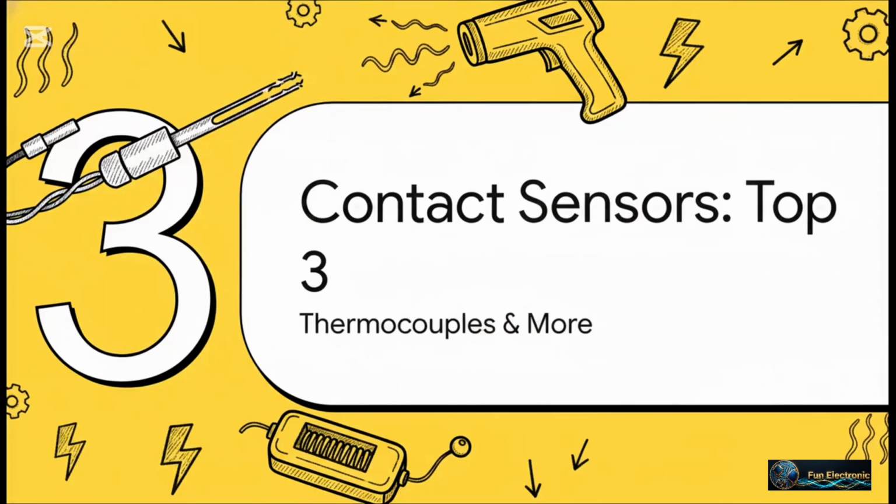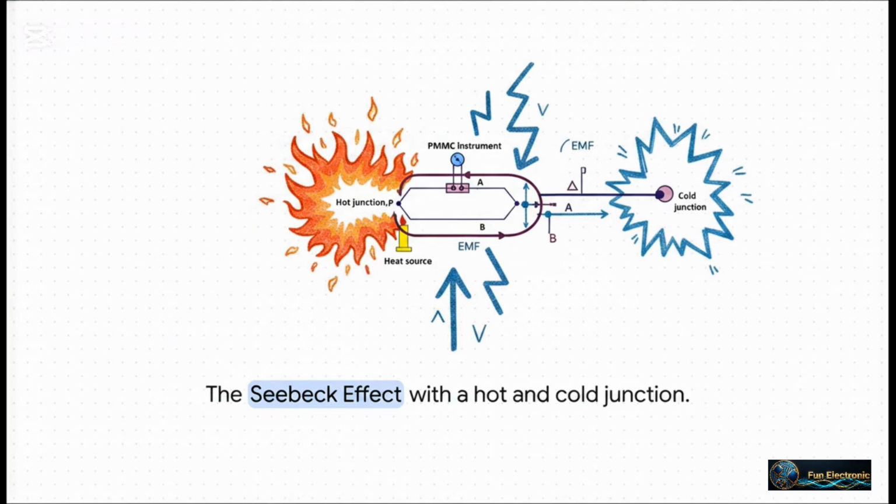Now that we've got that fundamental divide down, let's zoom in on the contact sensors, specifically the big three that absolutely dominate the industrial world. First up, thermocouples, which run on something called the Seebeck effect. This is just a brilliantly elegant piece of physics. If you form a circuit by joining two different metals, and you keep their junctions at different temperatures, so a hot measuring side and a cold reference side, a voltage is naturally induced. The amount of voltage generated acts as a direct mathematical mirror to the temperature difference between those two points.